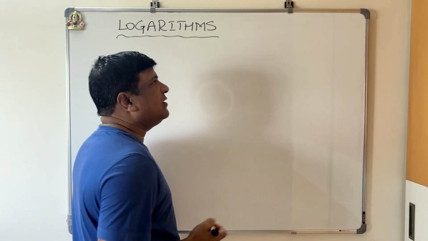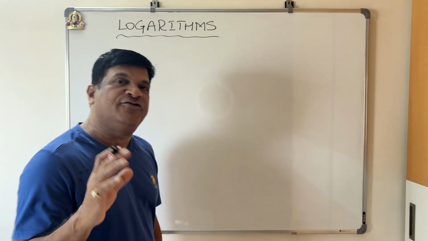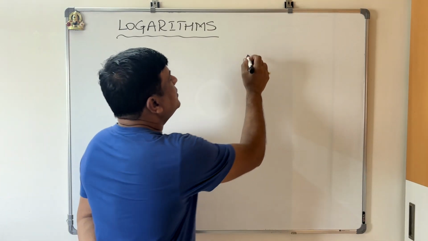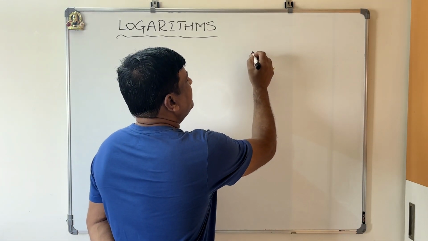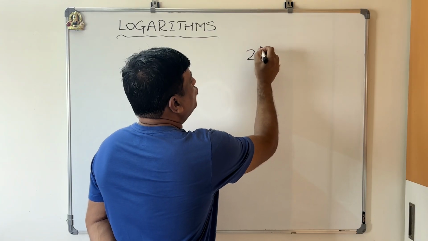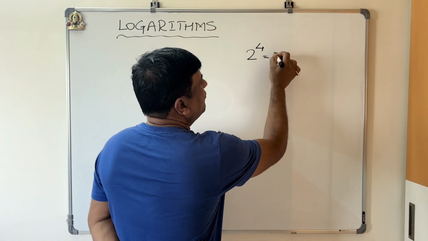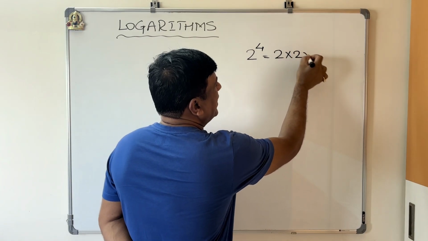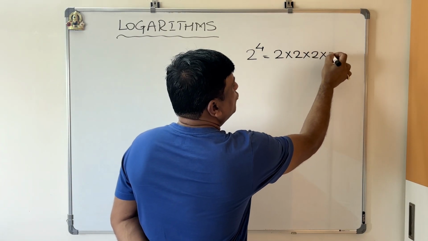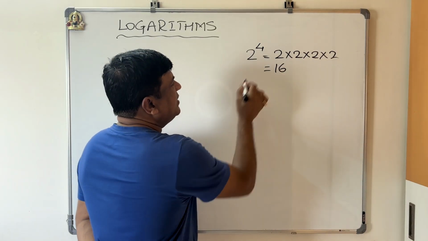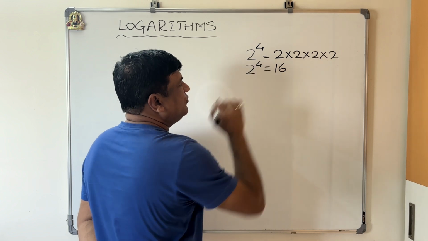So I'll just take a couple of examples in exponents to explain to you guys why we need logarithms. For example, let's take 2 to the power 4. We all know that 2 to the power 4 is 2 times 2 times 2 times 2, which gives us the result 16. 2 to the power 4 is equal to 16.